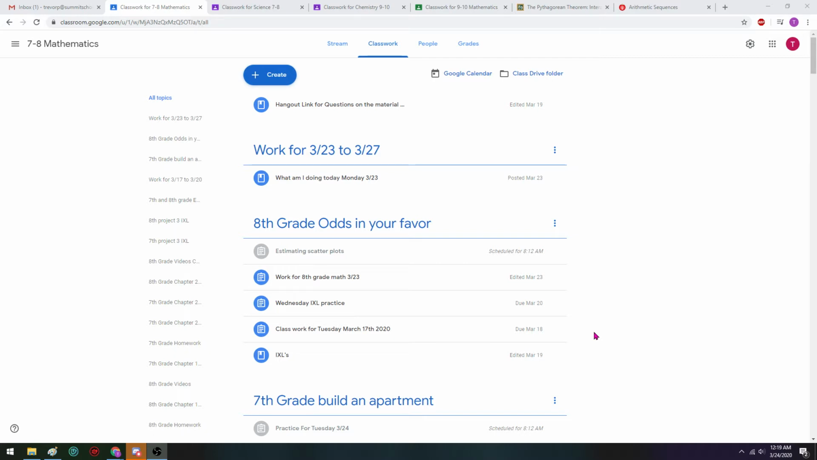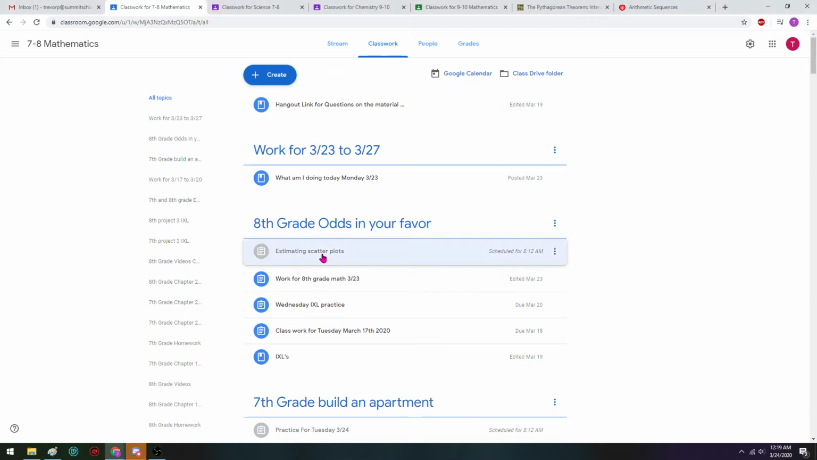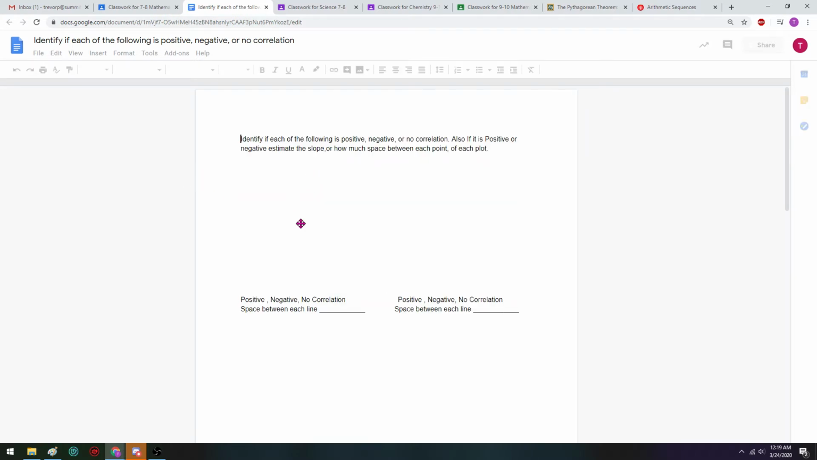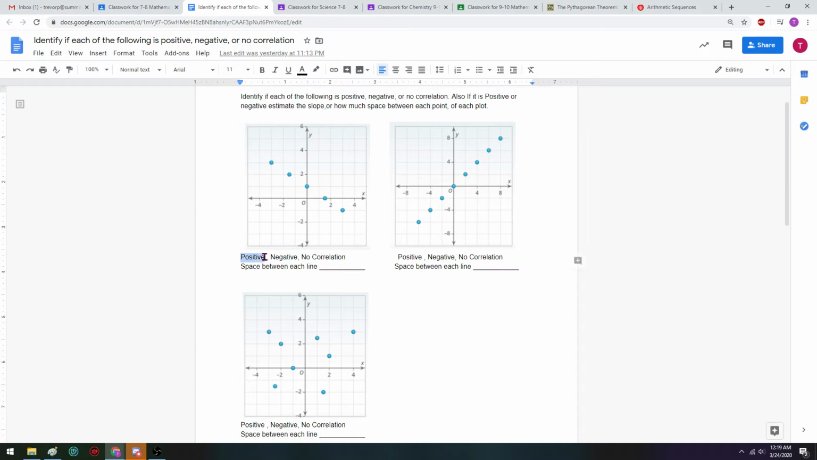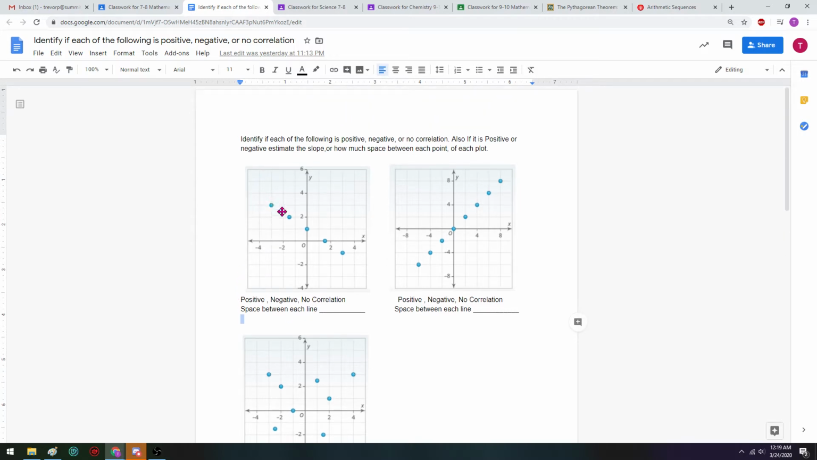So for 7th and 8th grade math, for 8th graders, you're going to be estimating scatter plots using the following worksheet. You have to answer these ones. Please highlight the ones if they're positive, negative, or no correlation, and tell me the space between the lines. So for this first one, if we look at it, we know that it's going down. Down has a negative correlation, so we can go up to highlight the negative one.